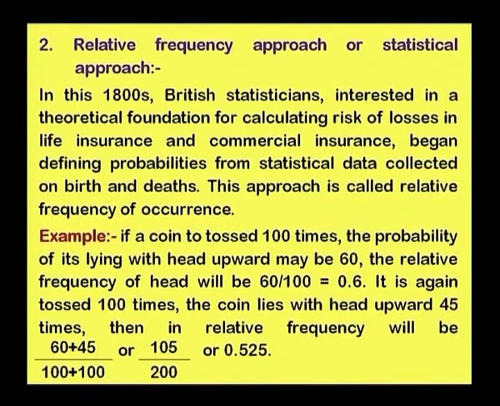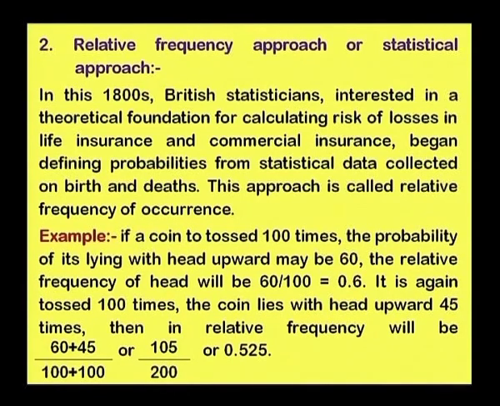So, this is in relation to the policies issued by the insurance companies, and they began defining probabilities from statistical data collected on birth and death. This approach is called relative frequency of occurrence. Now, this can be better understood with the help of this example.